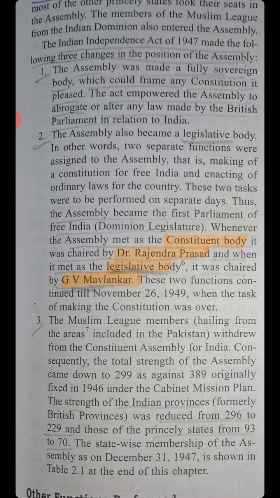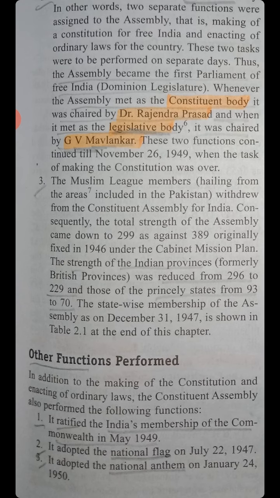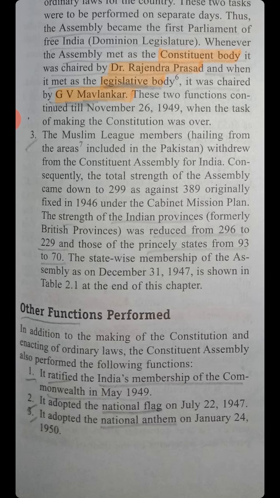Third point. The Muslim League members hailing from the areas included in the Pakistan withdrew from the Constituent Assembly for India. These areas include West Punjab, East Bengal, Northwestern Front Province, Sindh, Balochistan, and Sylhet district of Assam. A separate constituent assembly was set up for the Pakistan. Consequently, the total strength of the assembly came down to 299 as against 389 originally fixed under the Cabinet Mission Plan.